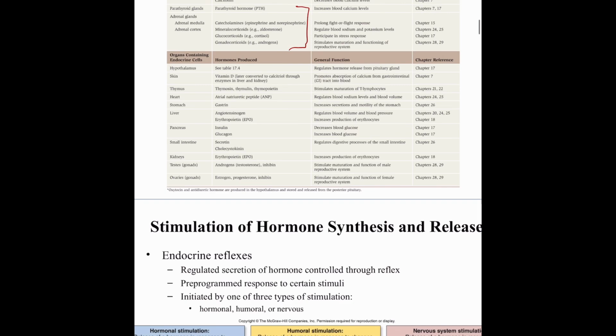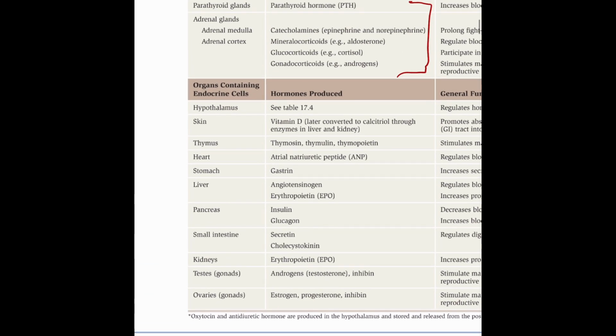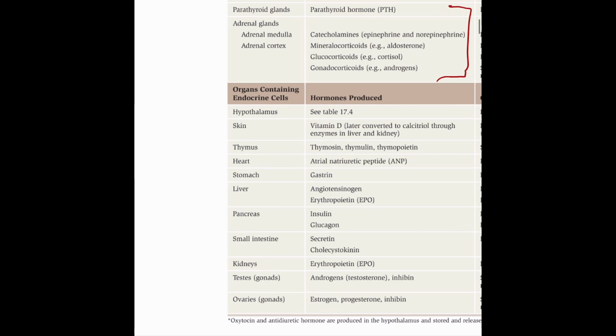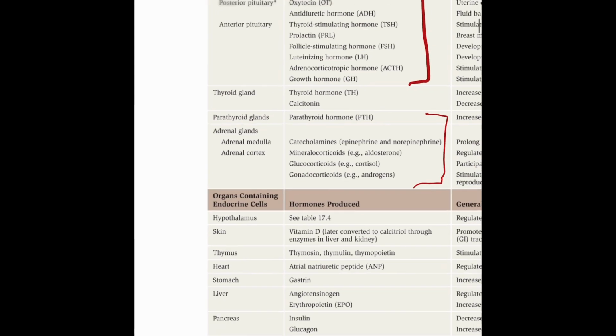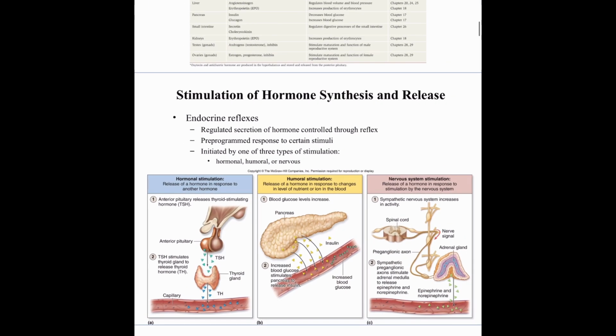We continue. These are the endocrine cells. These are organs whose main function is not endocrine function. Glands have a main endocrine function. So there are 3 types of stimulation.